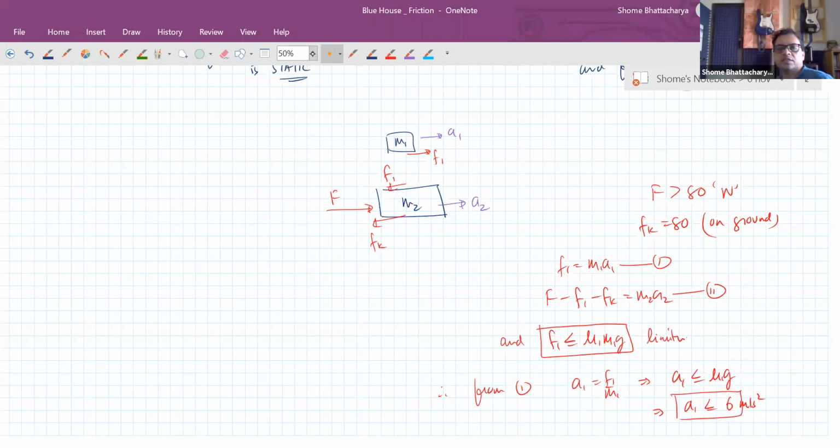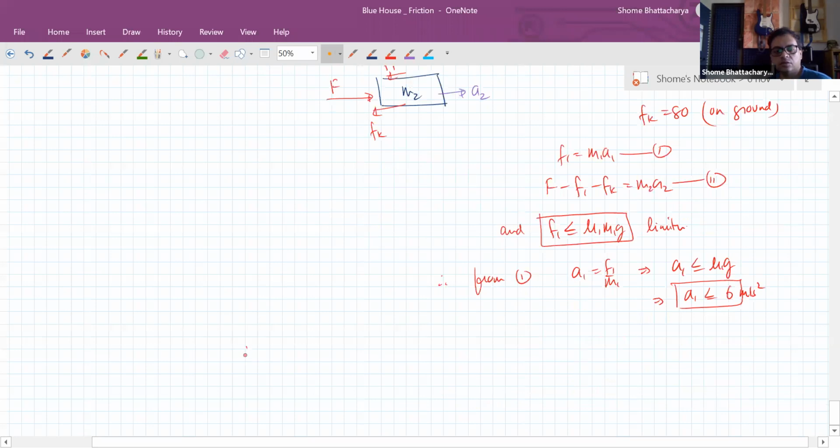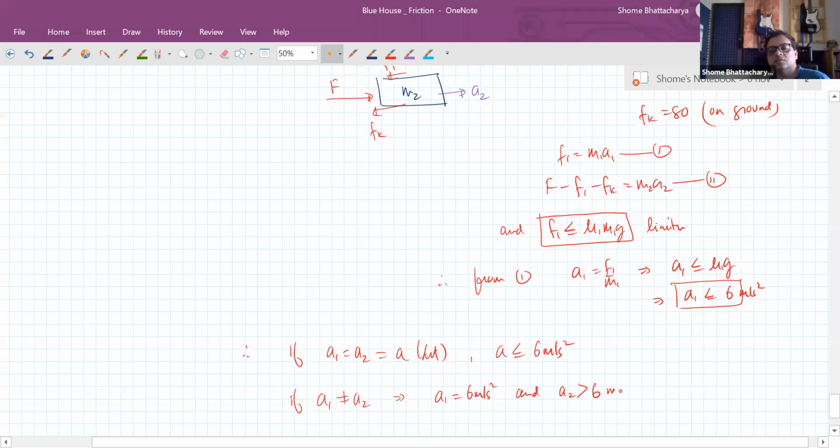So this cannot move faster than 6. This becomes one very important concept here: the upper block cannot move faster than 6 meters per second square. So if they have a common acceleration, that is, if A1 is equal to A2 and that common acceleration is A, this A should be less than or equal to 6 meters per second square. Whereas if A1 is not equal to A2, then A1 will remain 6 meters per second square and A2 will become greater than 6.